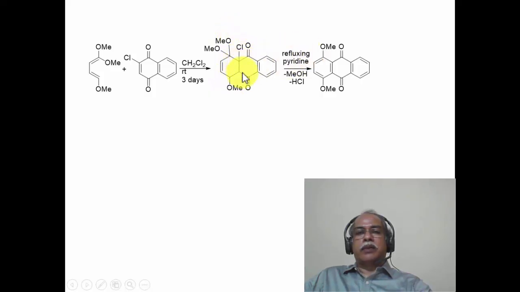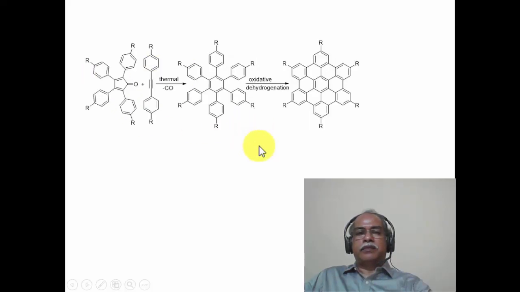In refluxing pyridine, for example, the dehydrohalogenation produces HCl. The HCl can catalyze the loss of the methanol by protonation of one of the methoxy groups followed by proton loss from this position over here. 1,4 elimination of methanol is what is responsible for the aromatization of this particular ring. So, initially the dehydrohalogenation produces a cyclohexadiene, and from the cyclohexadiene you lose methanol in the 1,4 position to give the corresponding aromatic ring system. So, from a naphthoquinone ring system, now you have produced an anthraquinone ring system by a benzannulation reaction in this particular case.